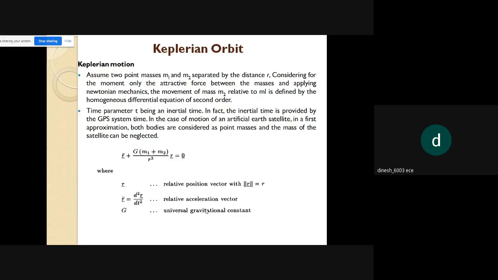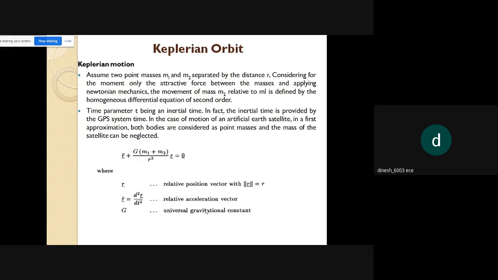About the Keplerian motion or the Keplerian laws, you will be studying in detail in satellite communication, where the launch of a satellite plays a major role. So how do we launch? What are the prerequisites and conditions? There Keplerian law plays a major role.